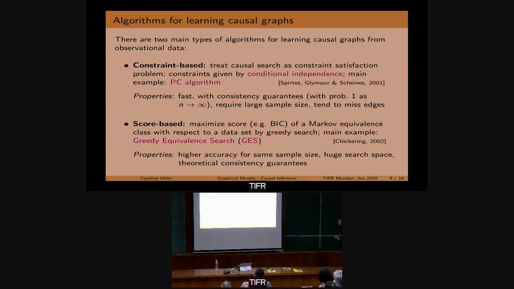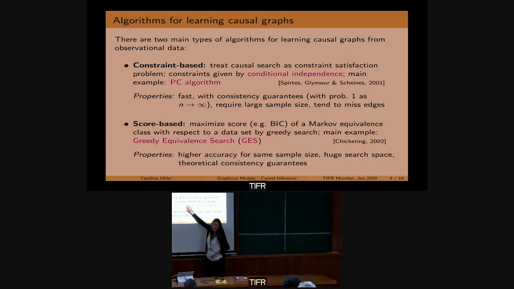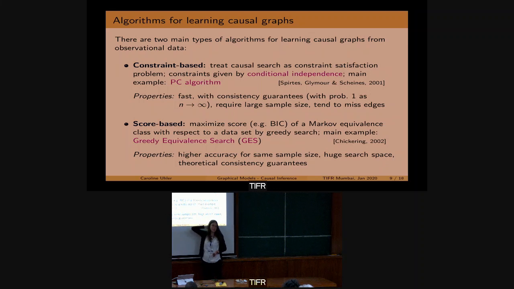Now I'll talk about what the problems are in terms of computation times. And this is actually the algorithm which Hauser and Bühlmann took and tried to make interventional, which is provably not consistent and cannot be changed into a consistent algorithm.